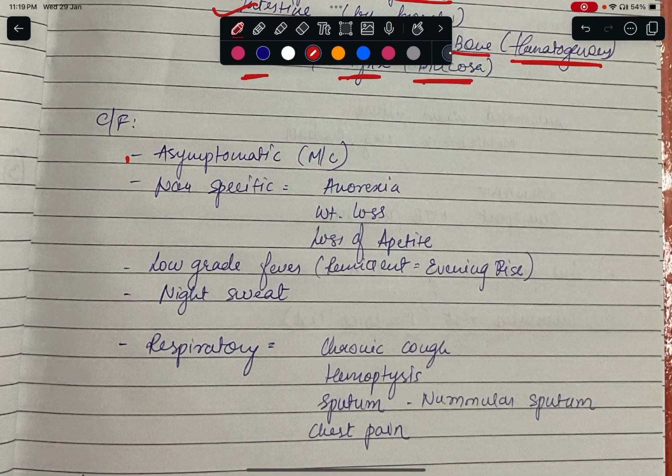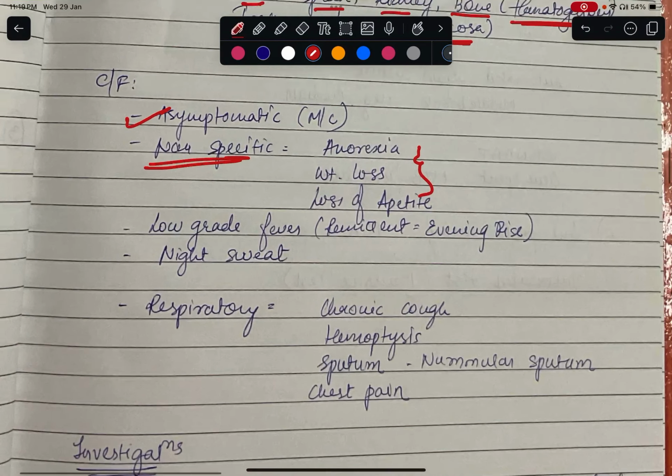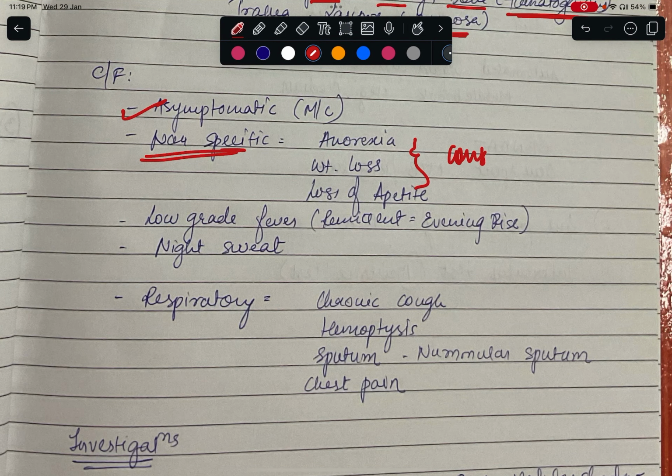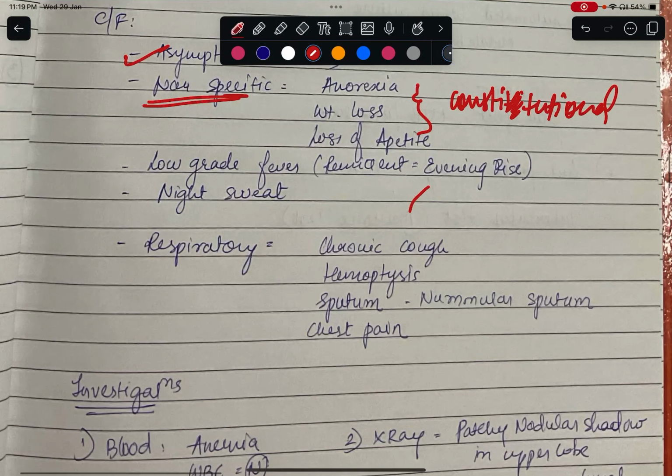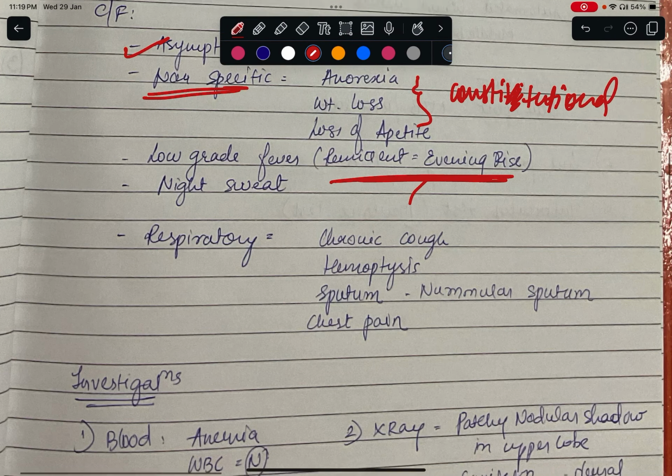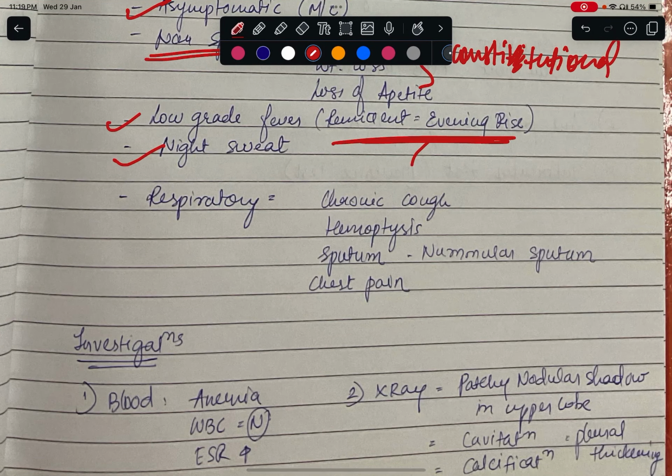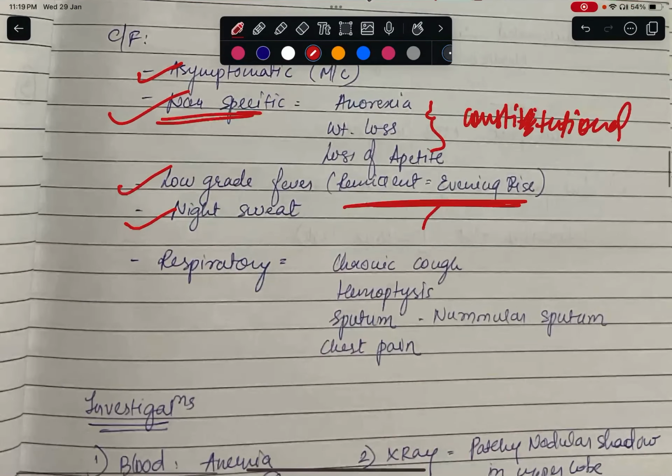Clinical features: asymptomatic, or non-specific constitutional symptoms like anorexia, weight loss and loss of appetite, which occur everywhere. Then low grade fever, remittent type, and night sweats, which is most important.